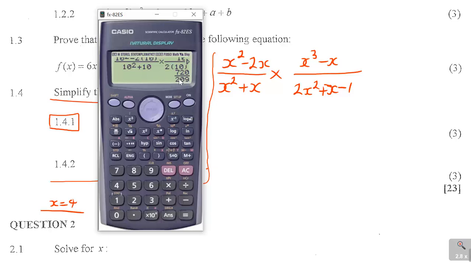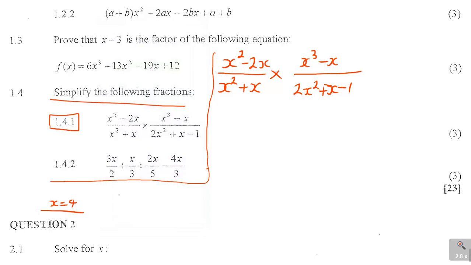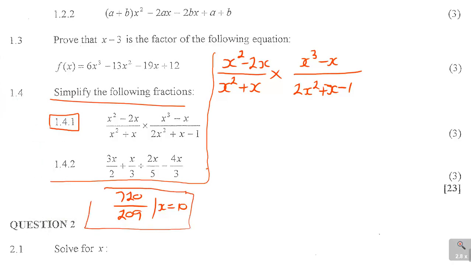When x is equal to 10, it's 720 over 209. So let me write that one down: 720 over 209 is when x was equal to 10. I think when x was equal was 24 over 30. I've forgotten this part, but let's leave this one out. That's what we're going to test with my final answer.